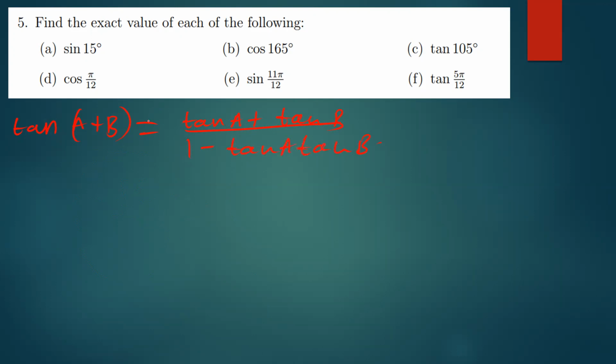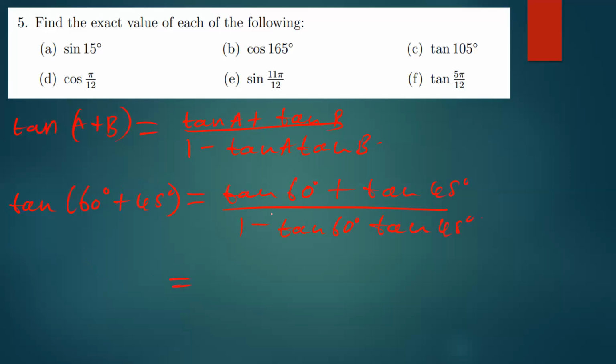We said we're going to use 60 and 45 degrees. Where there's A, I'm putting 60. So I'm going to say tan 60 degrees plus tan 45 degrees, and everything over 1 minus tan 60 degrees tan 45 degrees.